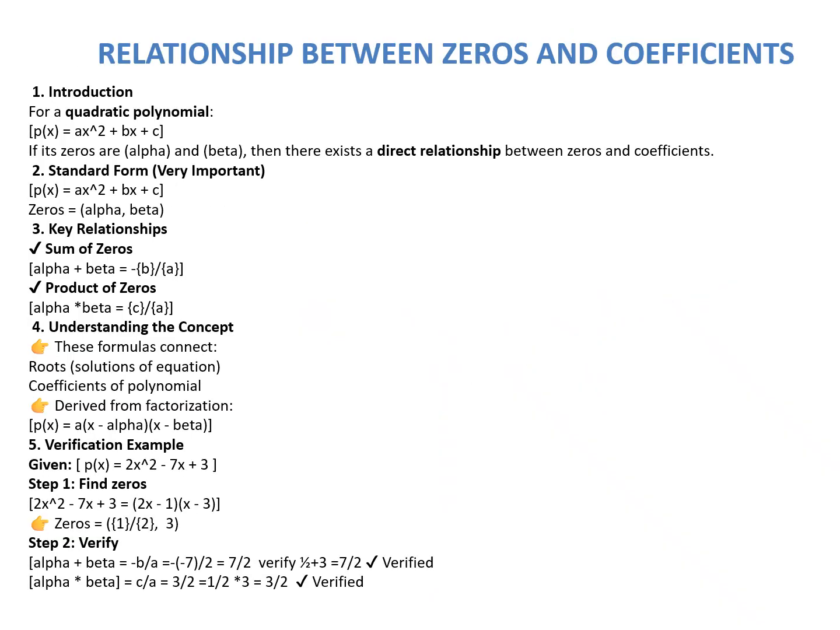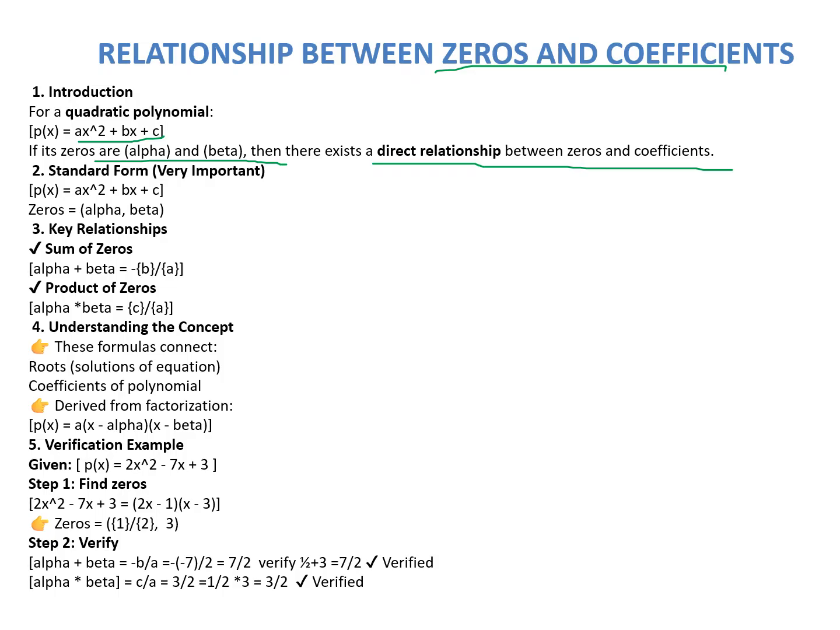Okay. So now we have understood clearly the concept of the zero. Now we need to understand the relationship between the coefficient and the zeros. This is very, very important. So we have a quadratic equation which is ax square plus bx plus c. And if we assume that its zeros are alpha and beta, there exists a direct relationship between the zeros and the coefficient.